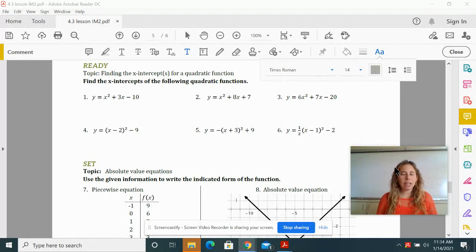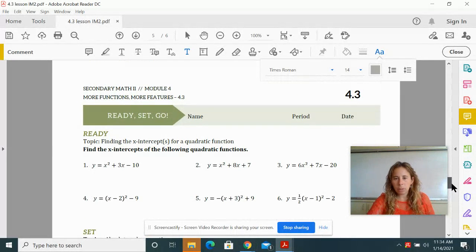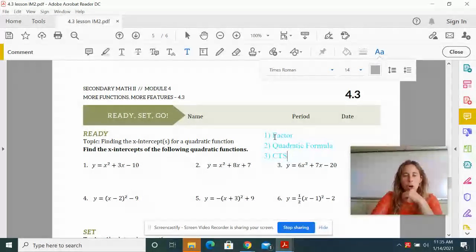You're finding the x-intercepts of the following quadratic equations or functions. So remember, you can do so by factoring, which, if you can factor, is definitely the easiest one, I think. You can use the quadratic formula. So if you can factor, I would go ahead and factor. Number 1 and number 2 are factorable.